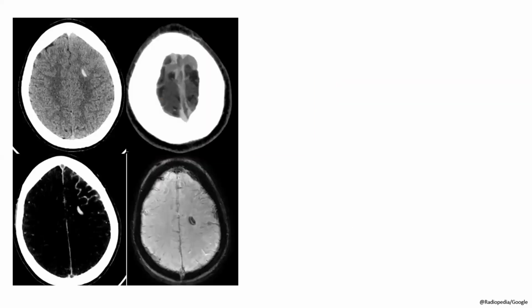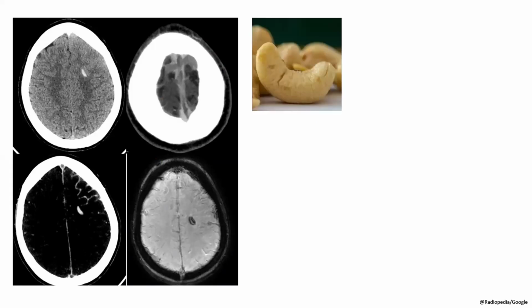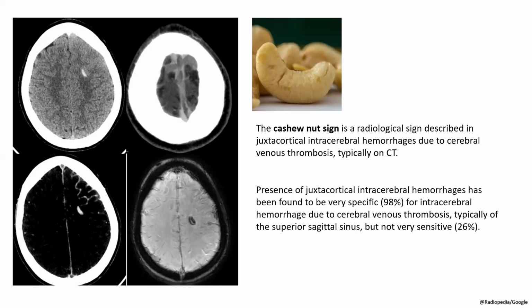What is happening here? These are basically CT and MR images of a patient which is showing the cashew nut sign. So what is the cashew nut sign? It is a radiological sign which is described in juxtacortical intracerebral hemorrhage. So it is just deep to the cortex, an intracerebral hemorrhage because of cerebral venous thrombosis.